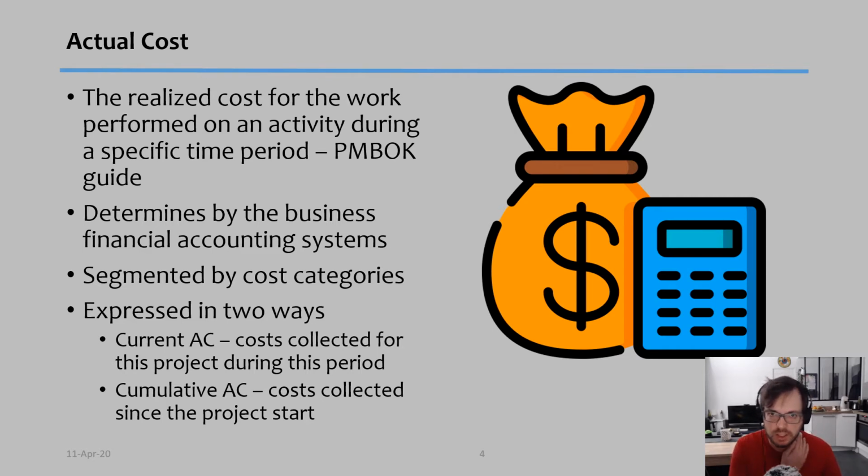So there are a couple of calculations that must be done, and sometimes we don't have access to the real number. It can also be segmented into many cost categories. For example, I typically divide costs into purchases and labor, and I tend to separate those because I believe they are the two most important components. But depending on the project, I might separate it into different types. And there are two ways to express actual cost: current actual cost, which is the cost collected for the project during this period, and the cumulative actual cost, which is basically the amount collected since the project start.